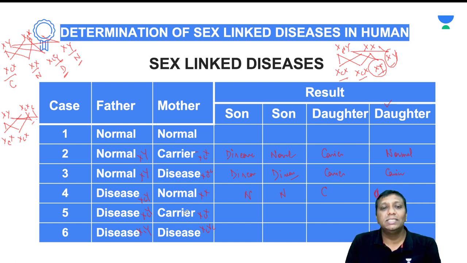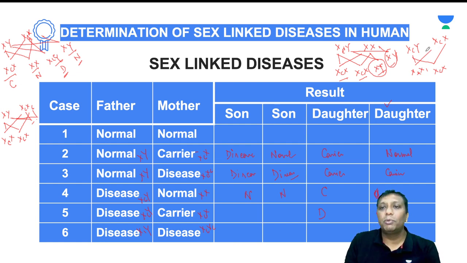What about the next, disease and carrier? Father is XCY. And mother is a carrier, XCX. In this case, what about the possibilities? See, XCXC means disease daughter. So here the daughter may be diseased. And what about the other chance for the daughter, XCX? XCX means carrier. So here the daughter's answer is carrier.